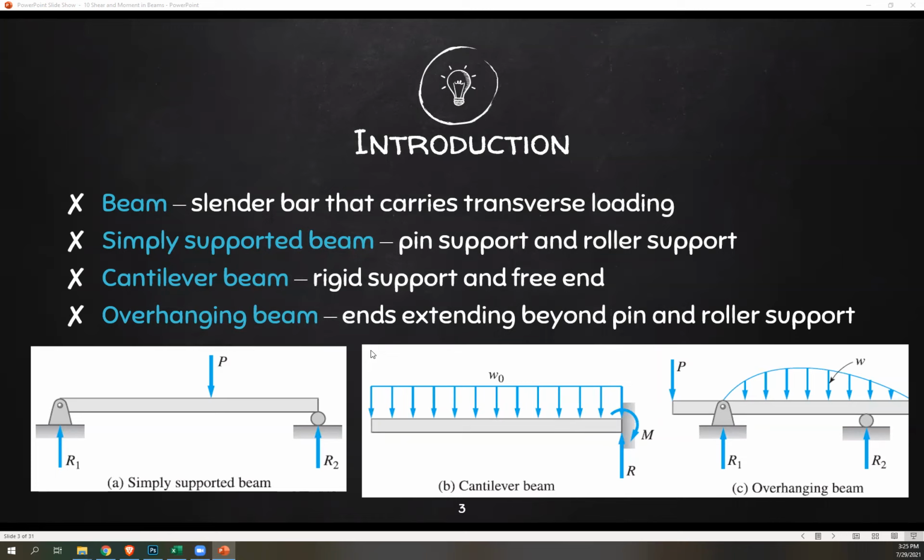And then lastly, we have the overhanging beam, when its ends extend beyond the pin and roller supports. So for example, here, this is your pin and roller, and you still have beam on the edges. The reason we're discussing this is that we need to know the types of reaction present in our supports.